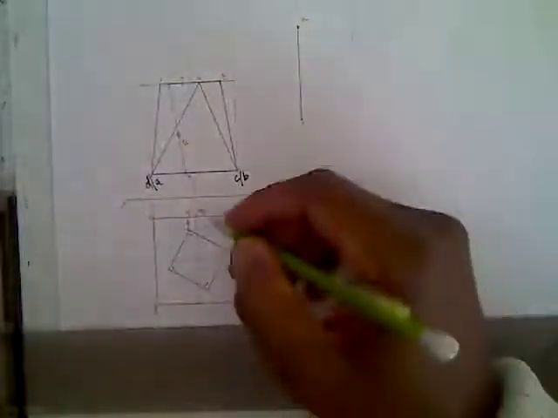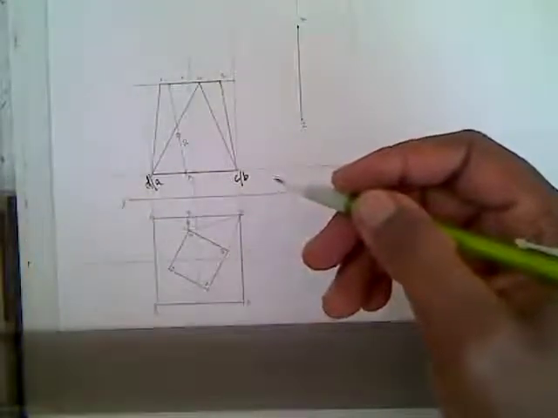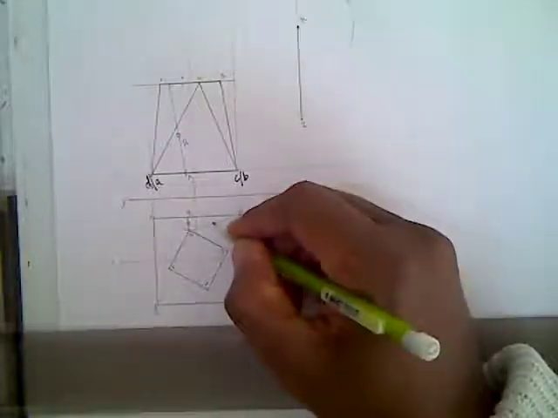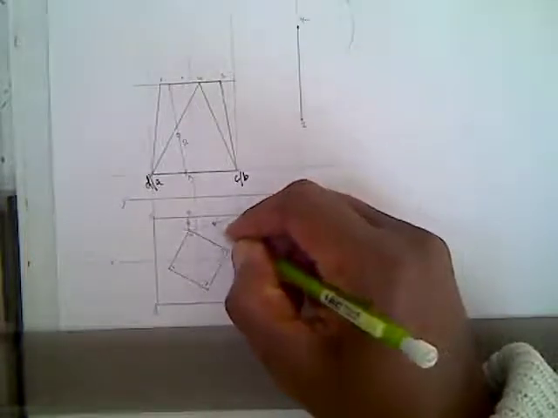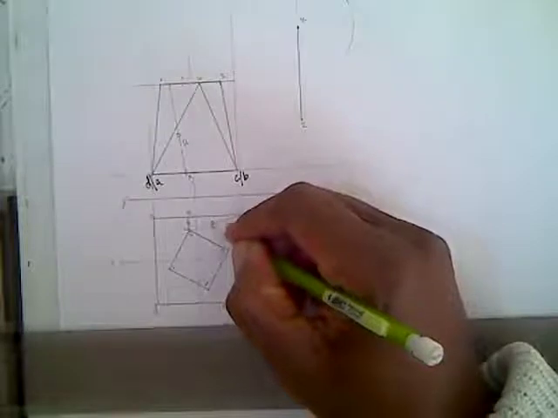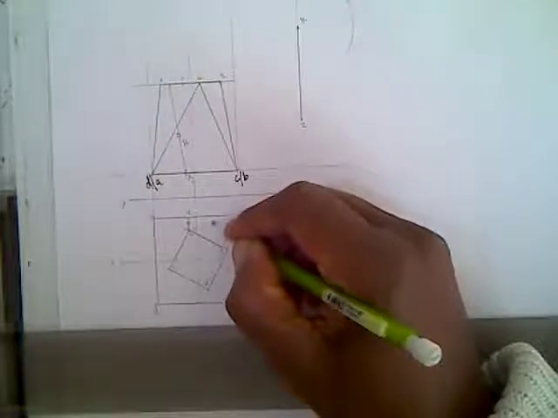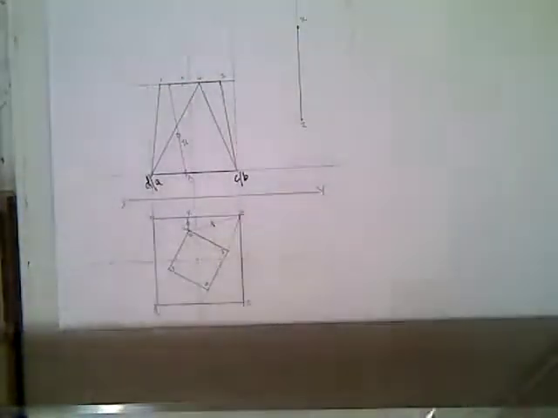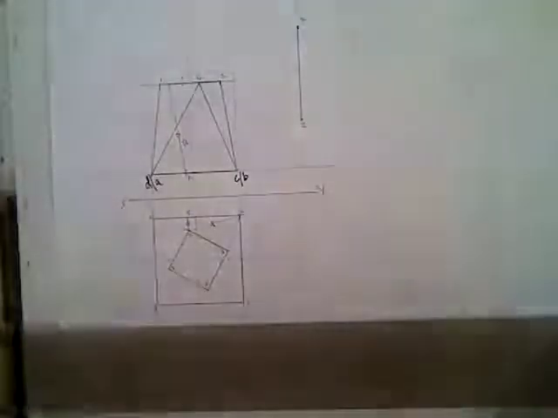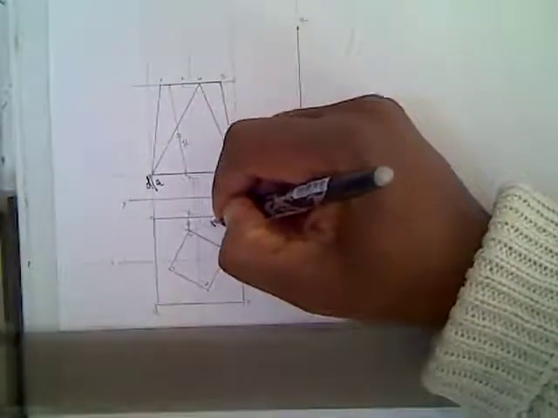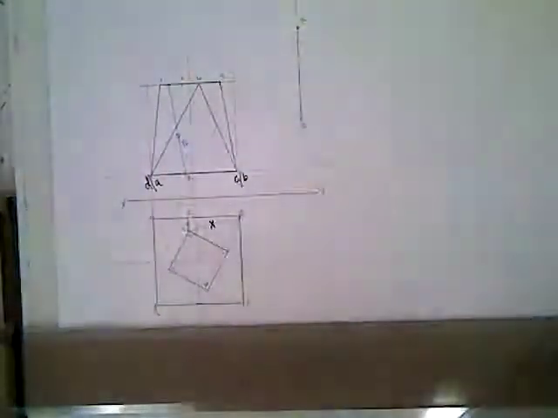That true length I do not have. 2 to B, I do not have that true length. So I mark it X. That true length, we're going to name it X at this time.